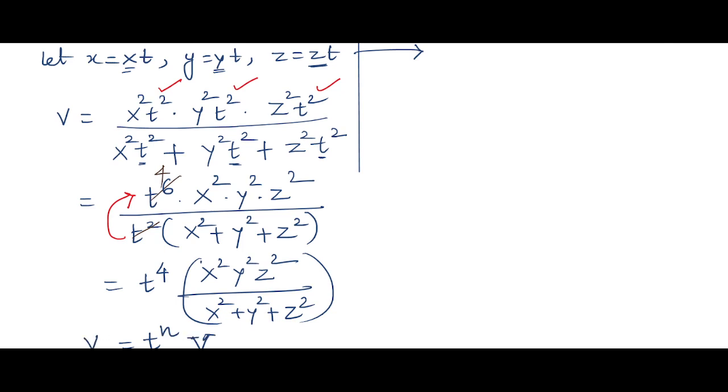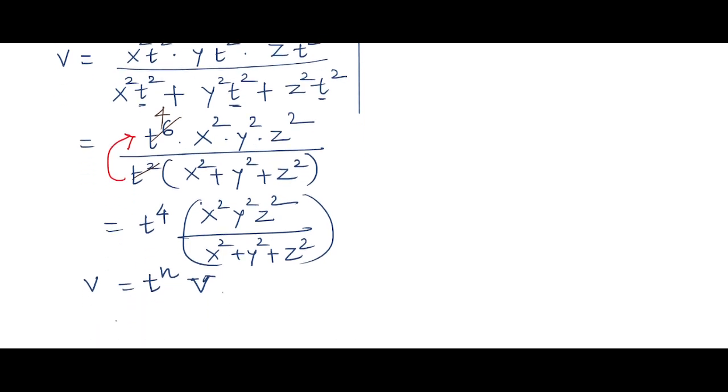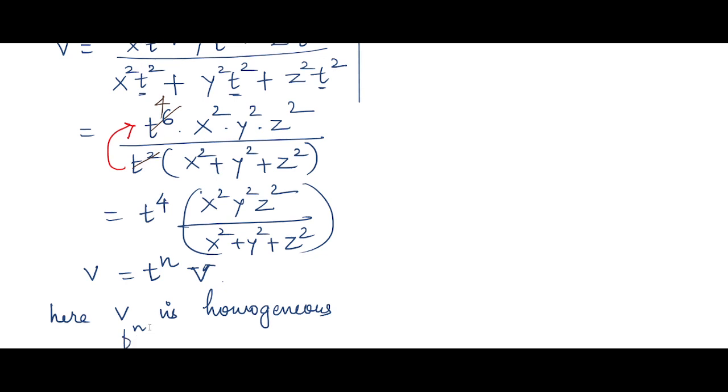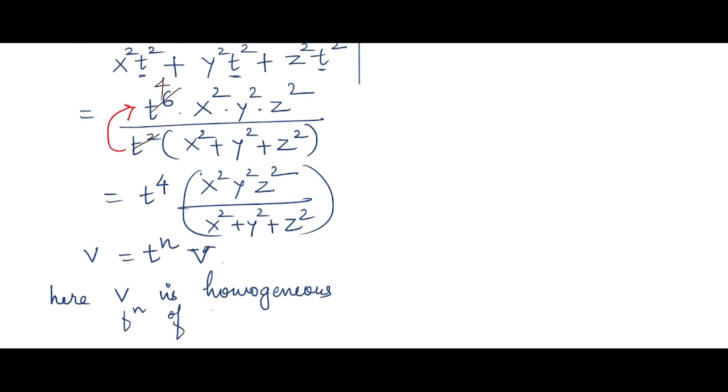So small v, if we are able to write as t raised to n capital V, that is, if f of x y is given, and we are able to write f of capital X capital Y, then that function is called homogeneous. So here V is a homogeneous function of degree n is equal to 4. Okay. So similarly we will check for w.